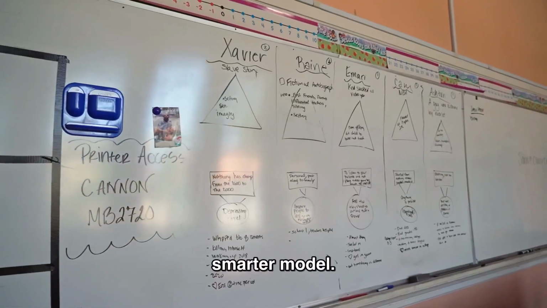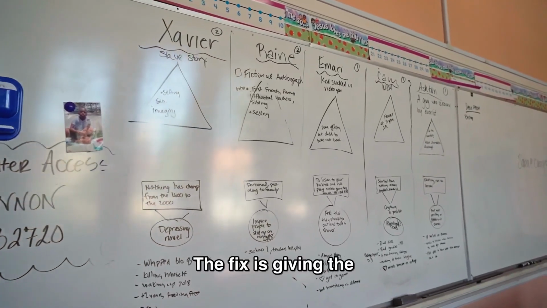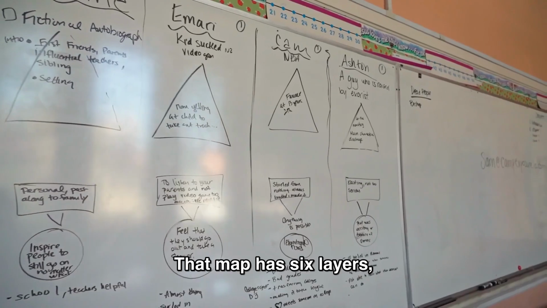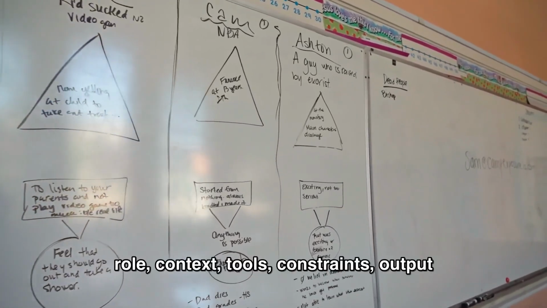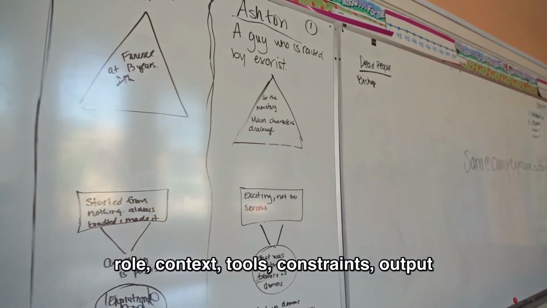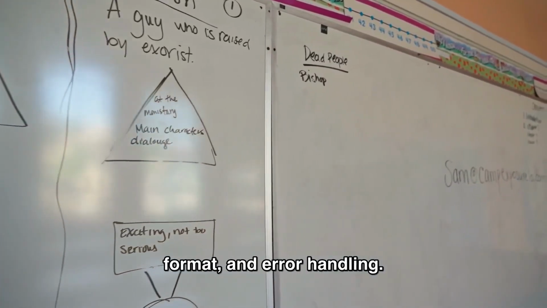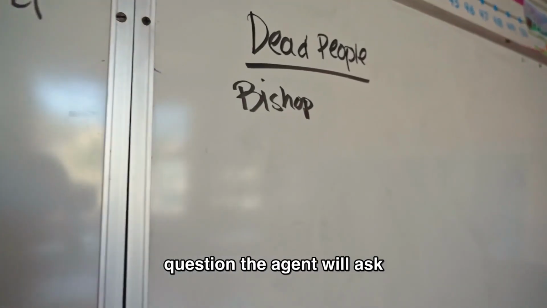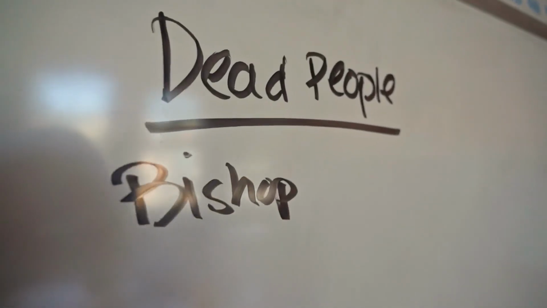The fix is not a smarter model. The fix is giving the agent a clear cognitive map inside the prompt itself. That map has 6 layers: role, context, tools, constraints, output format, and error handling. Each layer answers a specific question the agent will ask itself as it works through a task.